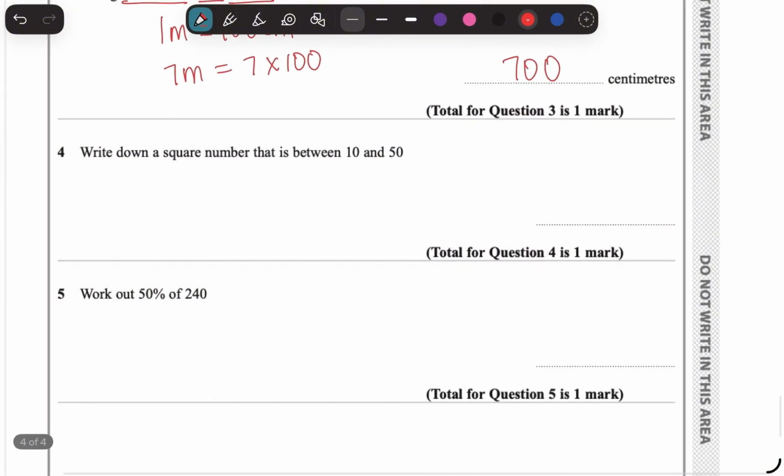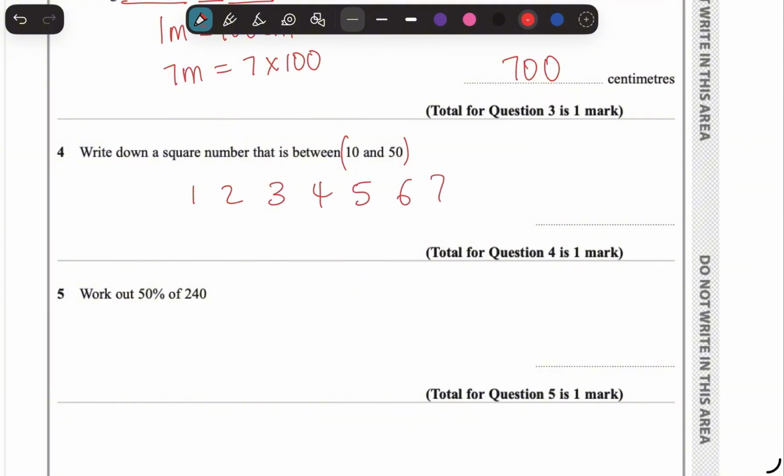Next question is question 4, and it asks you to write down a square number that is between 10 and 50. So we're going to think of normal numbers, and we're going to think of normal numbers outside the brackets of 10 and 50. So let's just take it from 1, 2, 3, 4, 5, 6, 7, 8. Take from 1 to 8, and then we're going to do the square numbers of each of them. So 1, 4, 9, 16, 25, 36, 49, and 64.